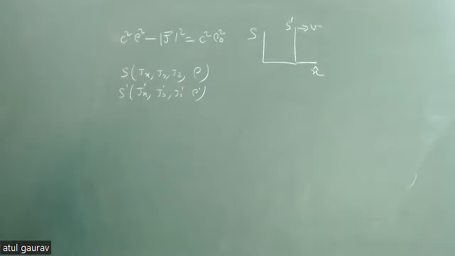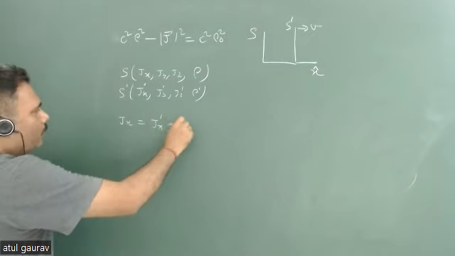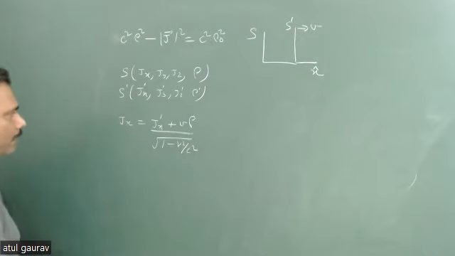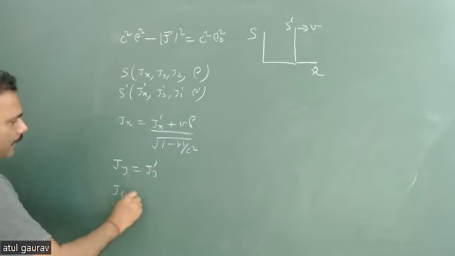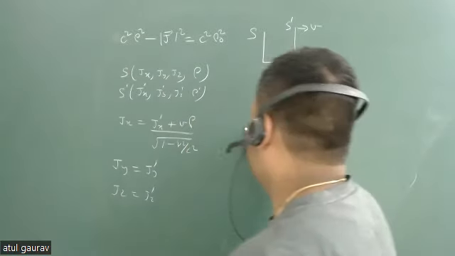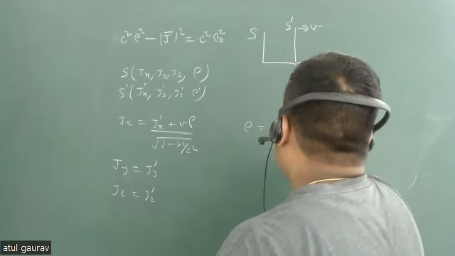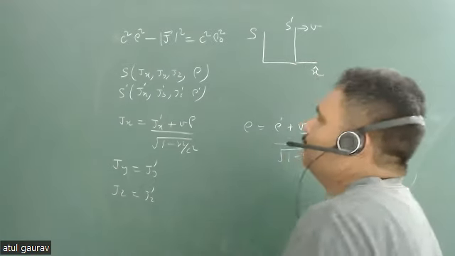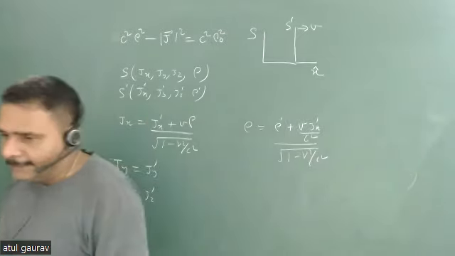And basically Jx is equal to Jx dash plus V rho dash upon root under 1 minus V square upon C square. Jy has no effect. Jz also has no effect. But yes, there is a charge density. This rho can be written as rho dash plus V Jx dash upon C square, divided by root of 1 minus V square upon C square. So this is your Lorentz transformation for charge density and current density.